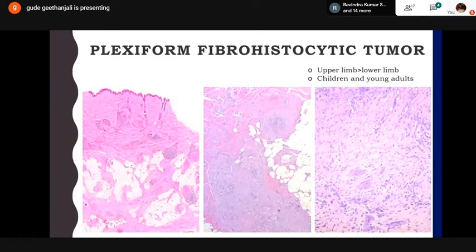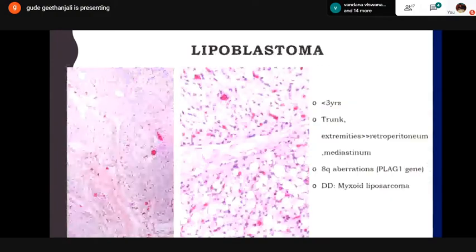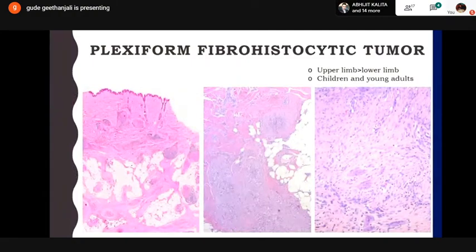The next entity I'm going to describe is the plexiform fibrohistiocytic tumor. I have included it because in low power we can see interlacing plexiform-like lesions present in the dermis and subcutaneous plane. It is a fibrohistiocytic tumor of intermediate malignancy. In low power it may look similar to fibrous hamartoma of infancy, but these are composed of histiocytoid to fibroblastic cells, and we can also see many osteoclast-like giant cells within these nodules. The background also shows inflammatory cells. These tumors are more common in the upper rather than lower limb, and occur predominantly in children and young adults.